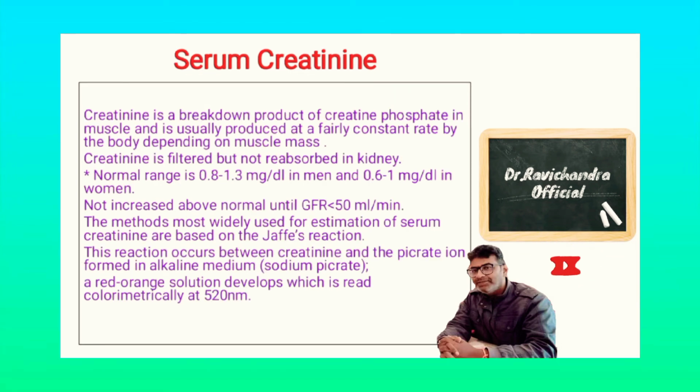Serum creatinine. Creatinine is a breakdown product of creatine phosphate in the muscle, and it is usually produced at a fairly constant rate by the body depending upon the muscle mass. Creatinine is filtered but not reabsorbed in the kidney. The normal range of serum creatinine is 0.8 to 1.3 in men and 0.6 to 1 milligram per deciliter in women. It is not increased above normal until the glomerular filtration rate falls below 50 ml per minute.